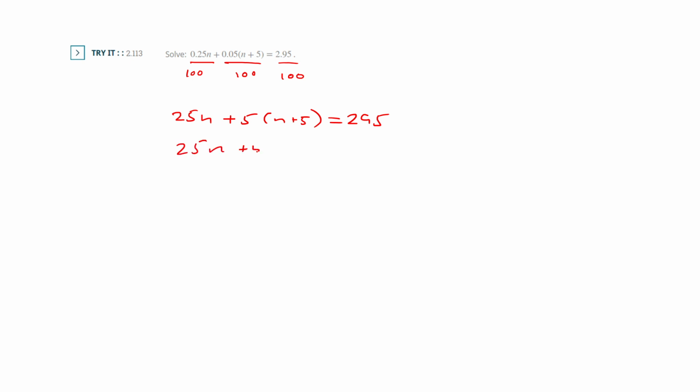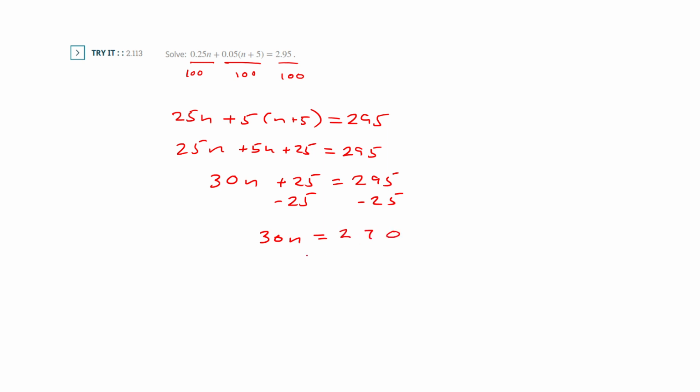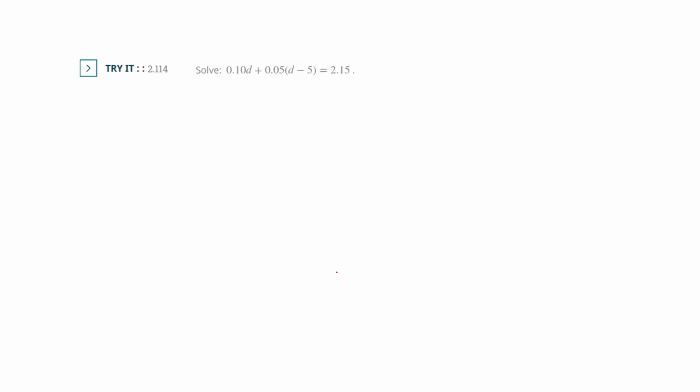Okay, I've got some cleaning up to do. Combining like terms, I get 30n plus 25 equals 295. Okay, it's clean now. So I want the factor puzzle 30 times n, so I'm going to get rid of the 25 to make that happen. Same thing we just had, and it's going to be 9. Once again, it's always exactly the same.